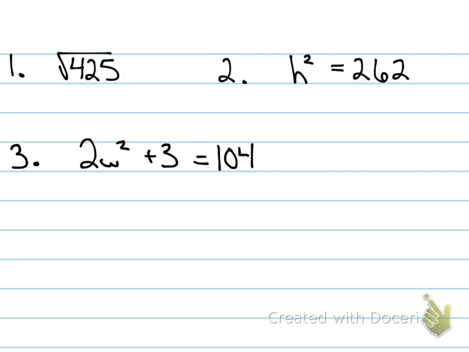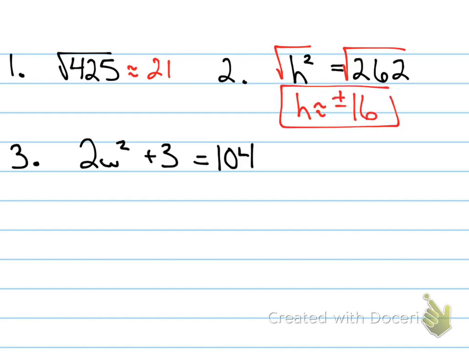When you found the square root of 425, round to the nearest integer, what'd you get? 21, right? Just 21. Not positive, negative, because the radical is positive and there's no negative in front. Number 2, I just take the square root of both sides, and this answer, yes, is positive and negative. Why? Because negative 16 times negative 16 is still positive 256.